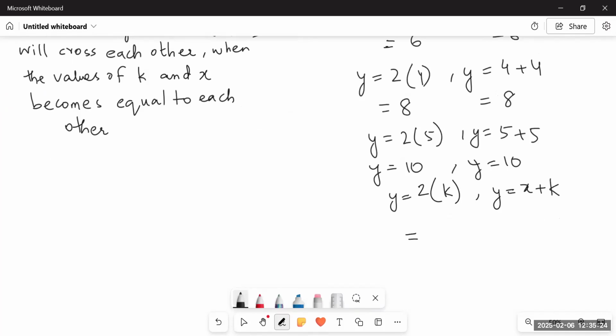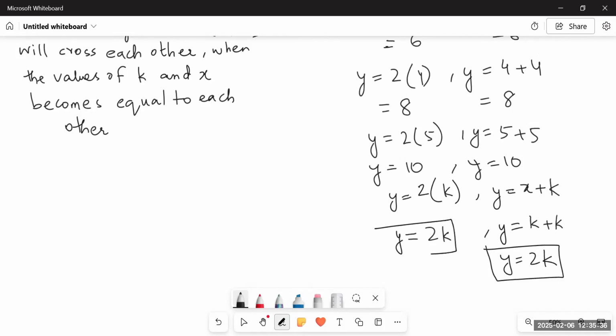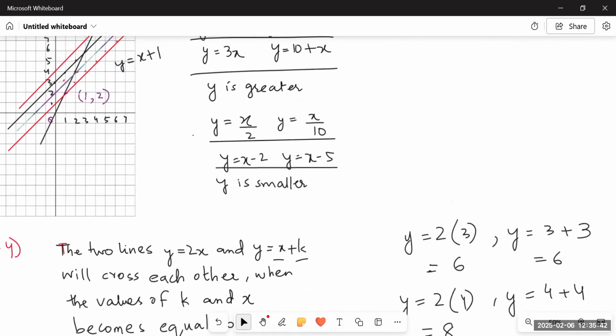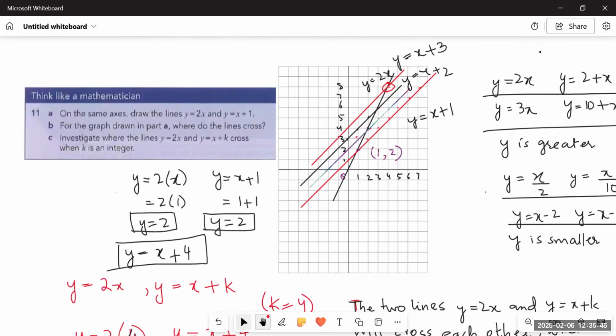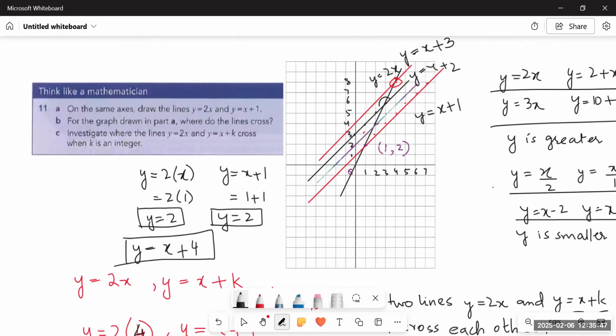y = 2 into k, that is y = 2k. And for the value of x equal to k as well, it becomes k + k = 2k. So you can see if the values of x and k become equal to each other, the lines will meet, will cross, or will intersect each other at that particular point. So you can see in each of the cases, this is common. Right? So here we have completed all the questions of exercise 11.2.